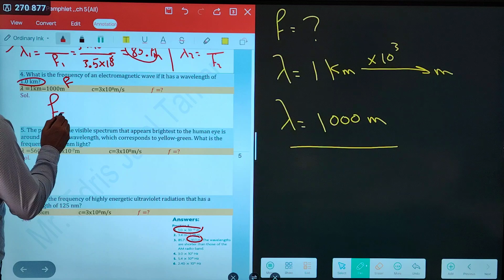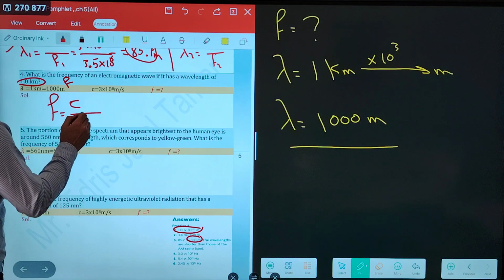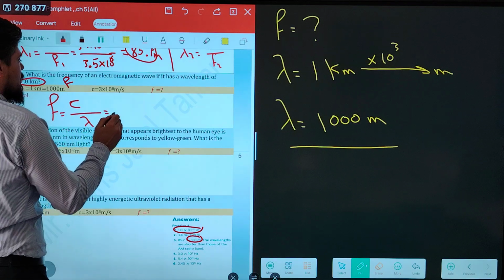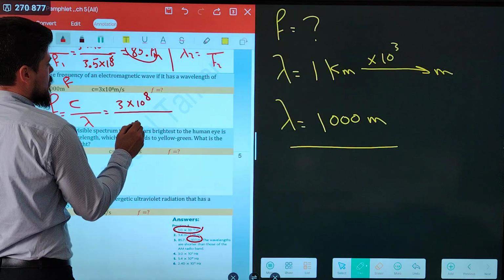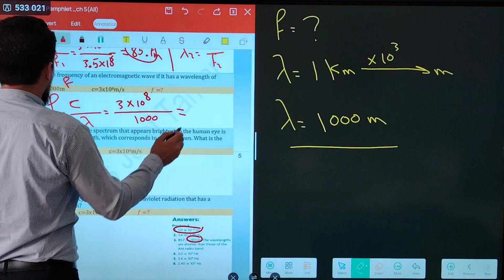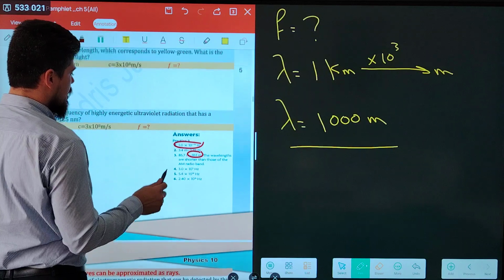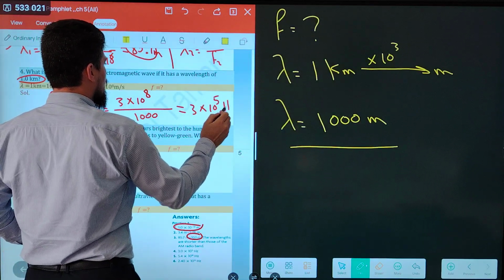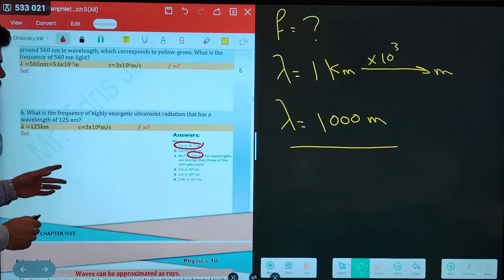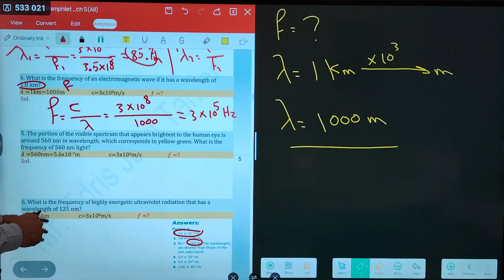So, frequency is equal to what? Speed of light divided by wavelength. 3 times 10 to the power 8 over 1000. The answer to question 4 is 3 times 10 to the power 5 hertz. This is the frequency of this wavelength.